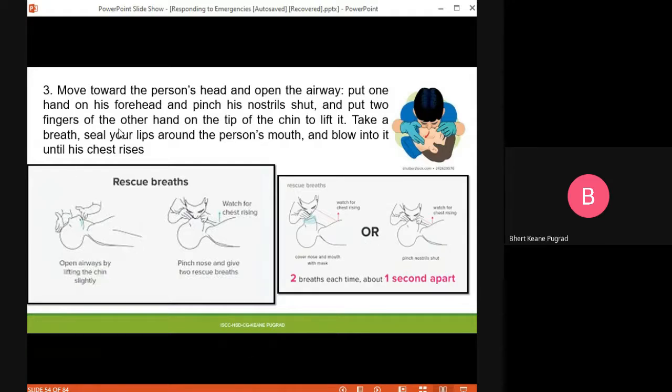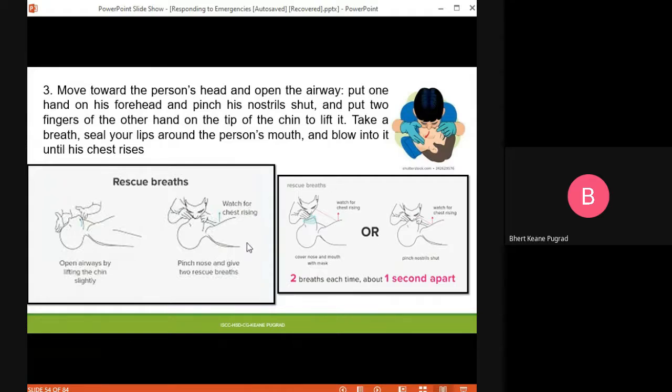resources. Number 3, we need also to move toward the person's head and open his airway. Okay, put one hand on his forehead and pinch the patient's nostrils shut, and put 2 fingers of the other hand on the tip of the chin to lift. Take a slow breath, seal your lips around the person's mouth and blow into it until his chest rises. Okay, ang tawag natin dito is your rescue breathing.